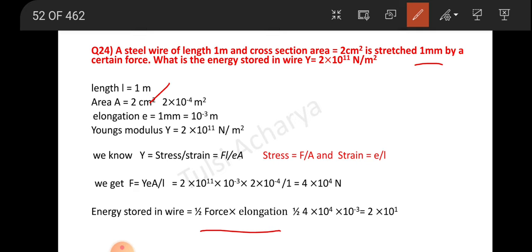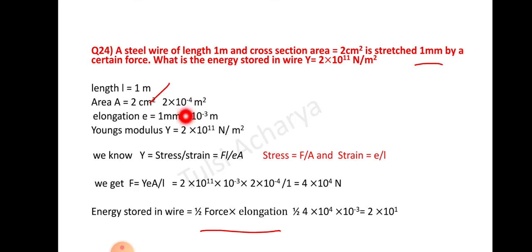Our length is 1 meter and area is converted into meter square, elongation is also converted into meter, and Young's modulus is given. We know that Young's modulus is stress upon strain, and stress is force per unit area, and strain is change in length per unit original length. After solving this, we get our F, because all are known except F, and F will be 4 into 10 to the power 4 Newton.